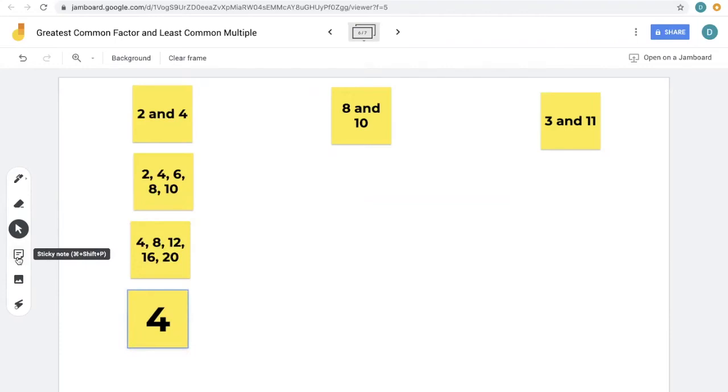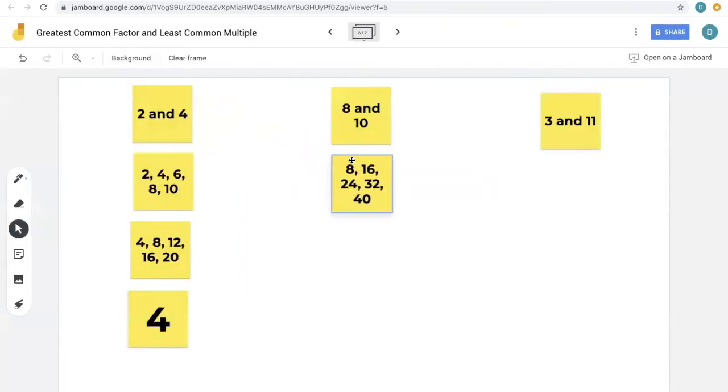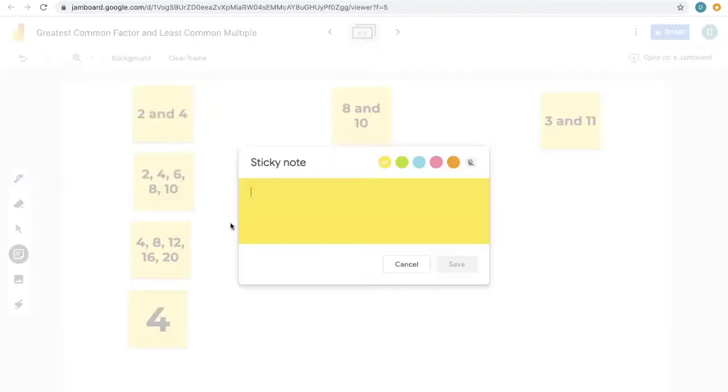So let's go on to 8 and 10. So multiples of 8 are 8, 16, 24, 32, and 40. And then some multiples of 10. This one should be easier. 10, 20, 30, 40, 50.